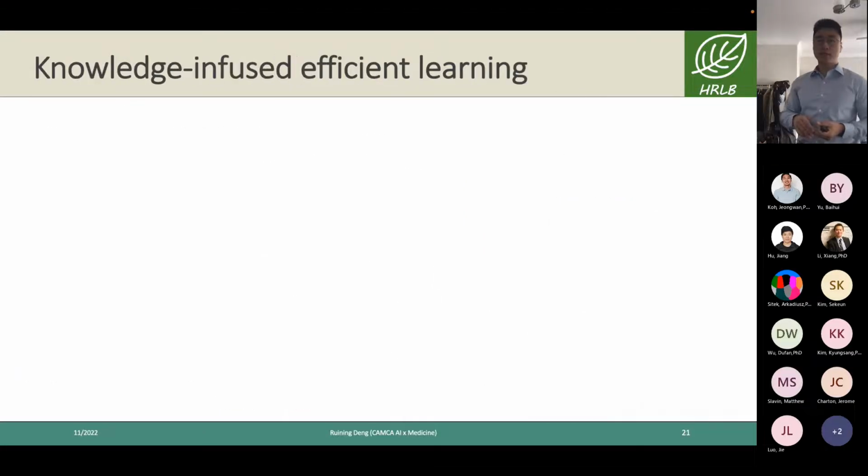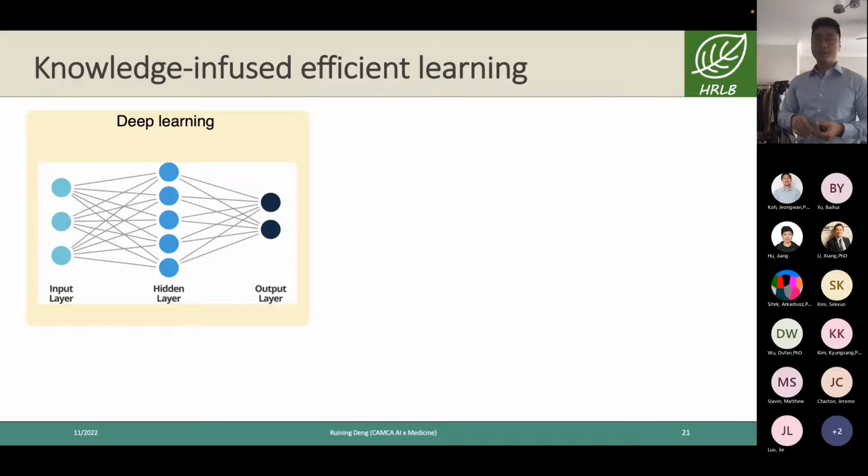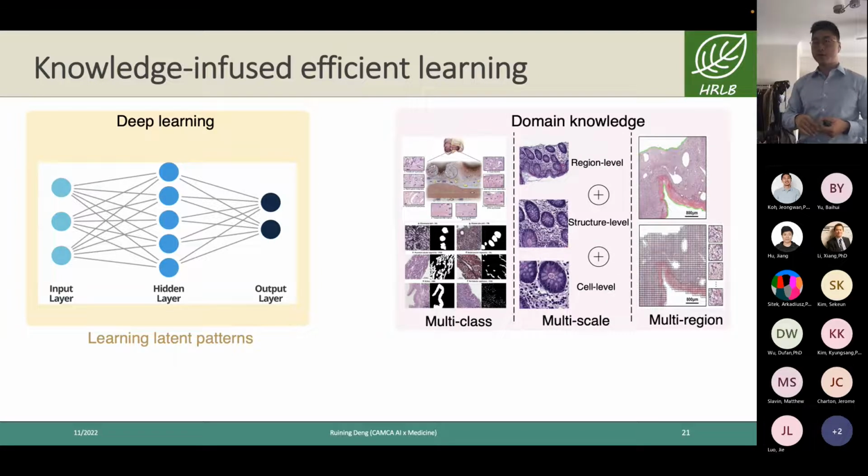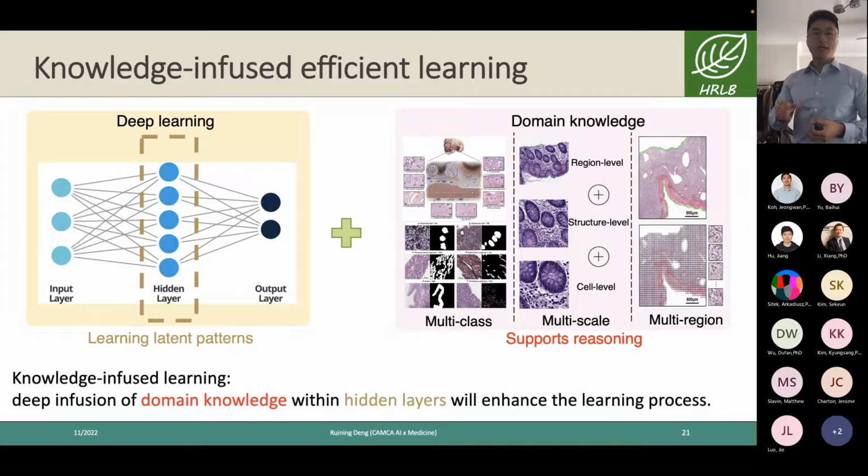So what is knowledge-infused learning? The good part of deep learning models is that with different hidden layer designs, the model can learn or understand high resolution vectors or patterns by itself, which can provide the latent patterns from the images. We also already know several domain knowledge in digital pathology. For example, we know there are several tissue types on the histology images, and we know different scales provide different patterns from cell level, structure level, and region level information. So how can we combine them together? We can combine the domain knowledge with different hidden layer designs to improve the deep learning model to achieve better performance. That's the definition of knowledge-infused efficient learning.